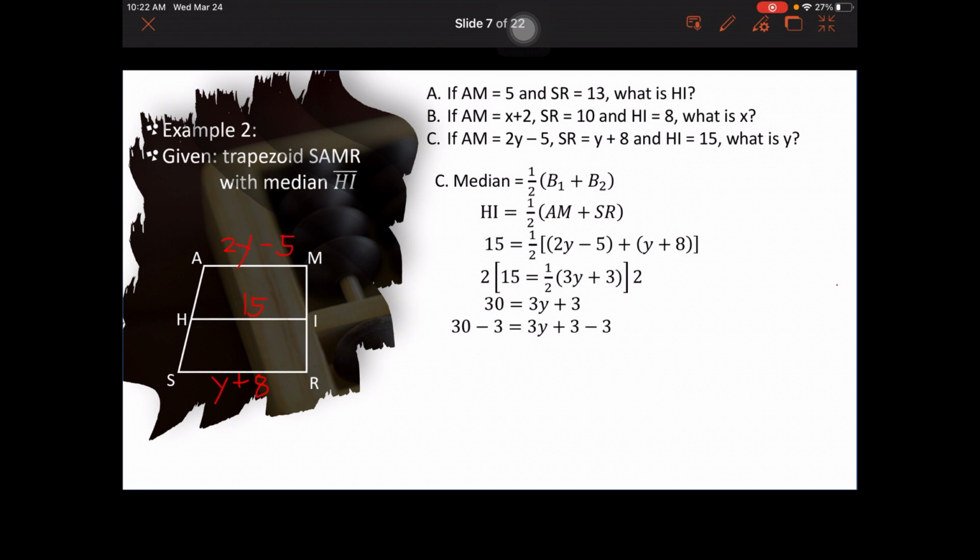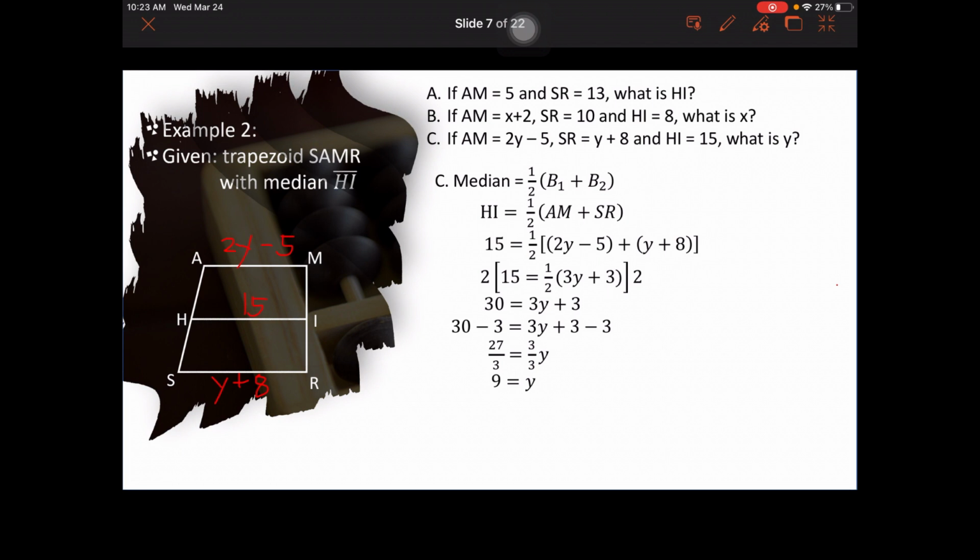Then, by addition property of equality ulit, I'm going to minus both side by 3. Okay, bakit po ako nagma-minus? Kasi positive 3 po ito. Kailangan ko makuha yung additive inverse niya. Yan. This is 30 minus 3 is 27. 3y plus 3 minus 3 is 3y. Then, divide both side by 3. 27 divided by 3 is 9 is equal to y.